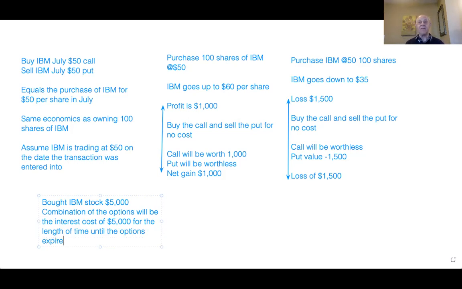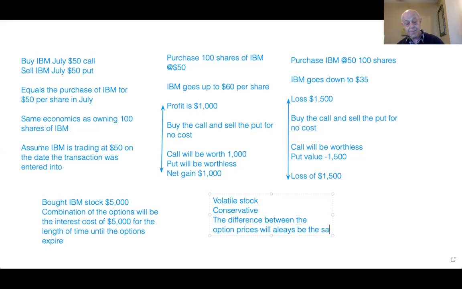Now, if the stock pays a dividend, the dividend will also affect the option pricing. But if you have a stock that doesn't pay a dividend, then no matter what the stocks are, you can have two very different stocks. You can have a volatile stock, or you can have a very conservative stock that doesn't move a lot. The difference between the option prices will always be the same. And it's always going to be the cost to carry the position.